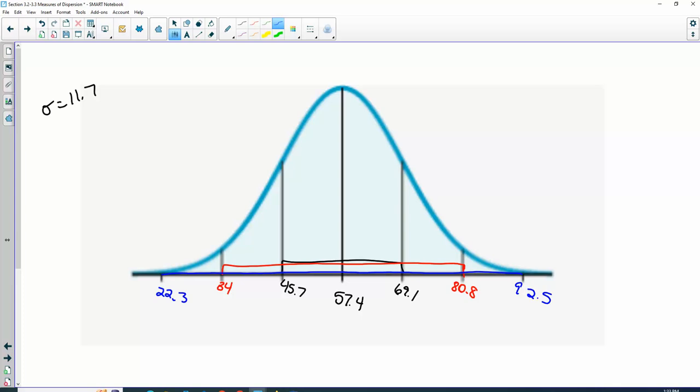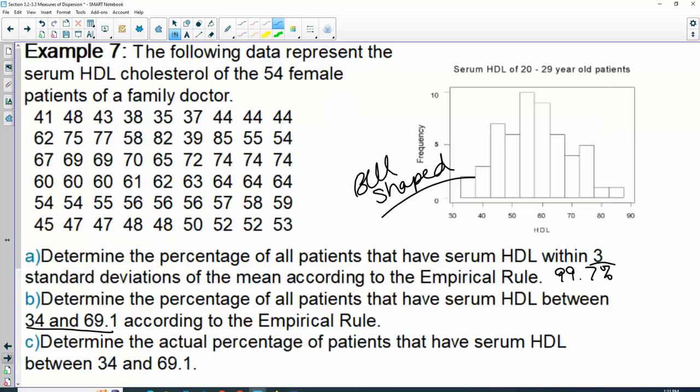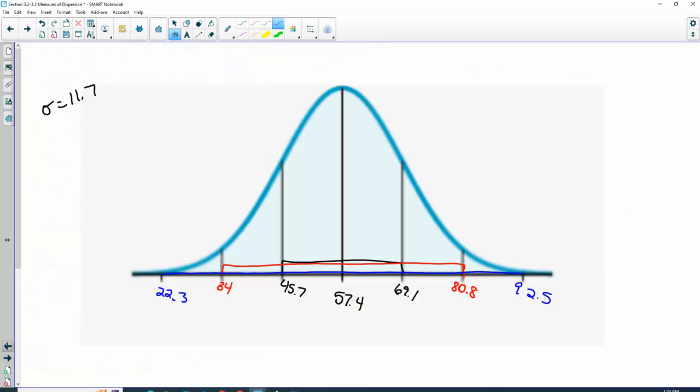Alright, does everyone understand how I filled in and got those numbers on my bell curve here? So, if we want between, what was it? 34 and 69.1. I'm asking from here to here. Okay, that's not even a set 1 or 2 standard deviations, is it?